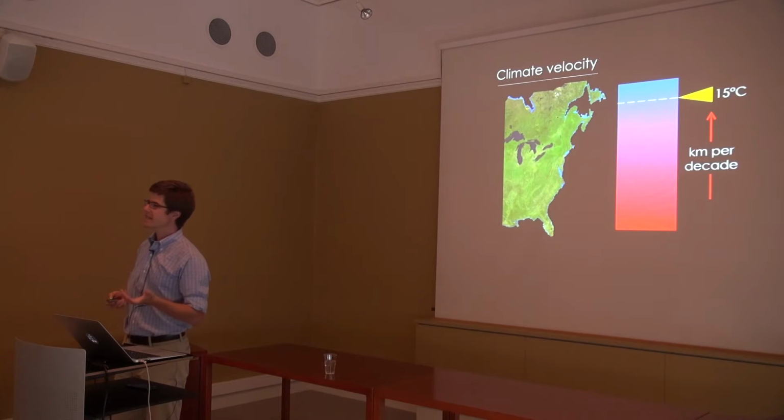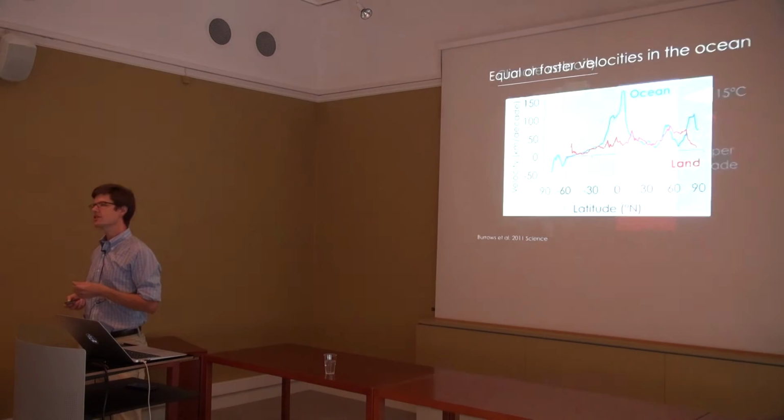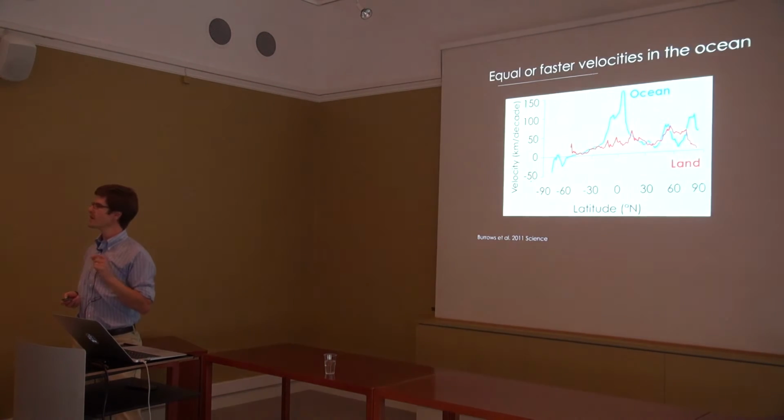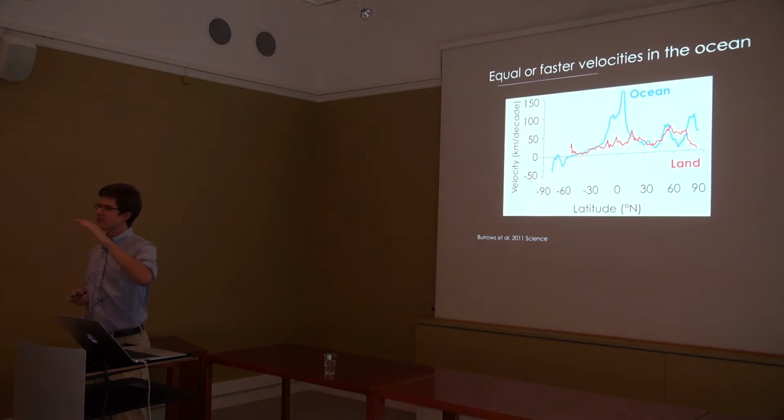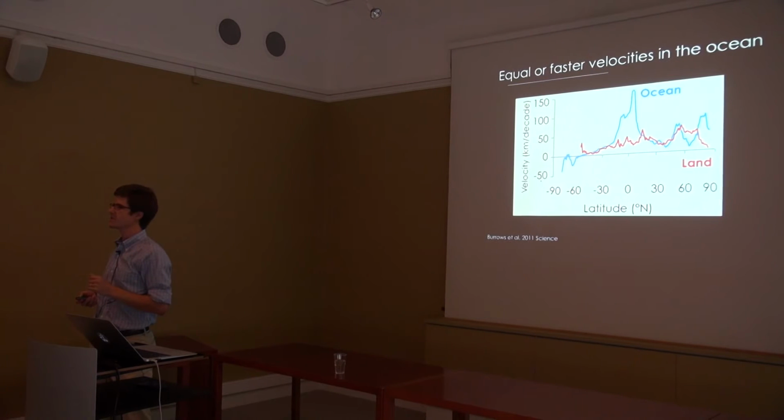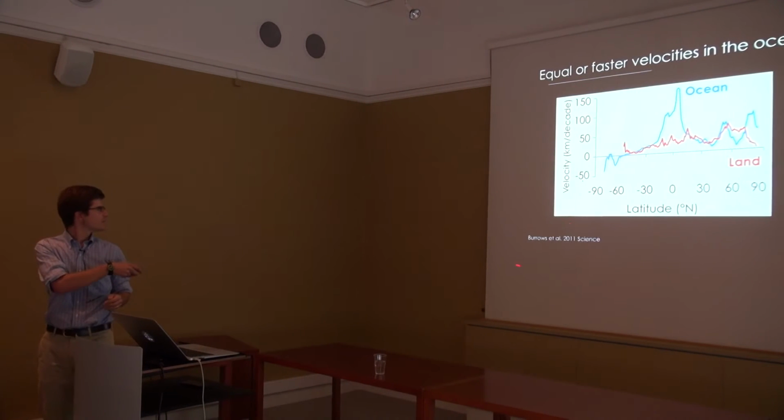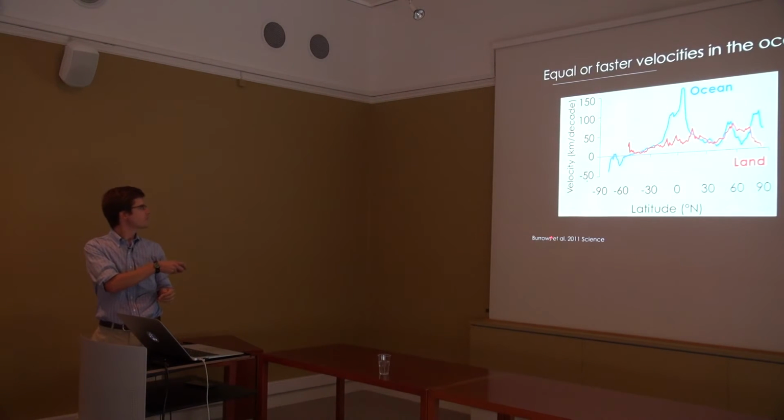And one of the interesting things is that in the ocean, climate velocities are actually very rapid. So even though temperatures aren't warming very quickly, as I showed you earlier, these thermal gradients are very shallow in the ocean. So you have to go a long distance before you can find an equivalently cool temperature after that gradient has warmed. This is a figure from a paper by Mike Burrows a few years ago.